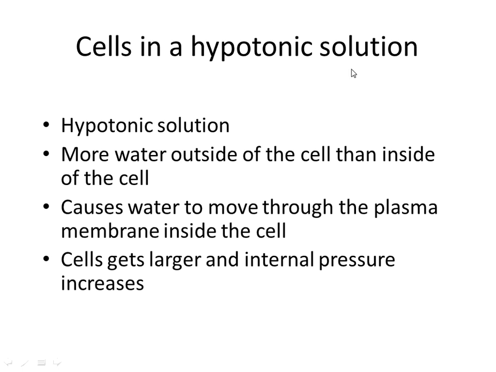A hypotonic solution is when there's more water on the outside of the cell than there is on the inside of the cell. So if there's more on the outside and it wants to be equal, then we have water moving through, causing the cell to get larger. So hypo with the O, water comes in and the cell will grow.